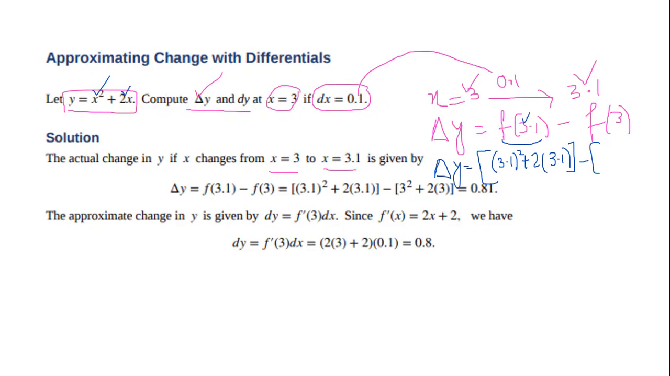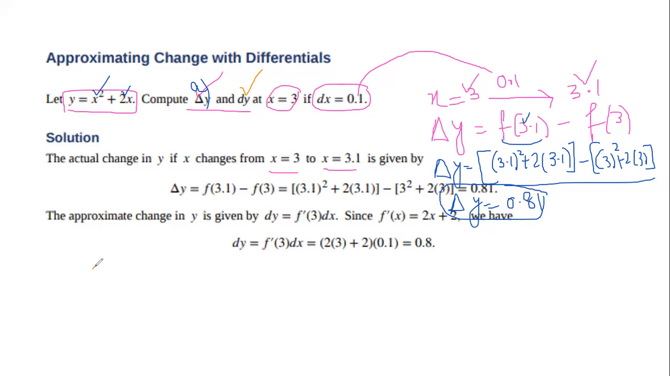The function of 3 is just putting in x equals 3, so it will be 3 square plus 2 times 3. After the calculation, my delta y equals 0.81. This is the first part, where you have to find delta y. Now the next is I have to find dy.